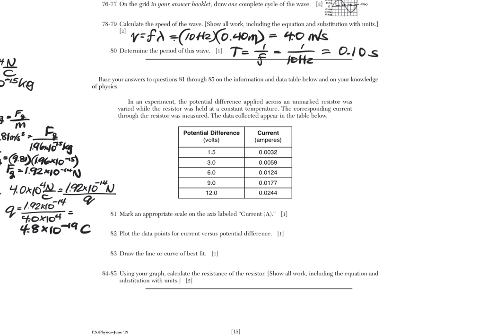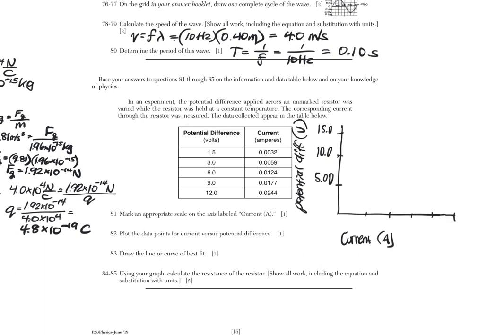And, oh man, they want me to make it a graph. I don't have the answer book. I'm going to have to draw a graph. Okay, so we have to make a graph. We have voltage versus current. And so plot the points, draw the line or curve of best fit, calculate the resistance of the resistor. It's pretty basic. Let's take care of that.